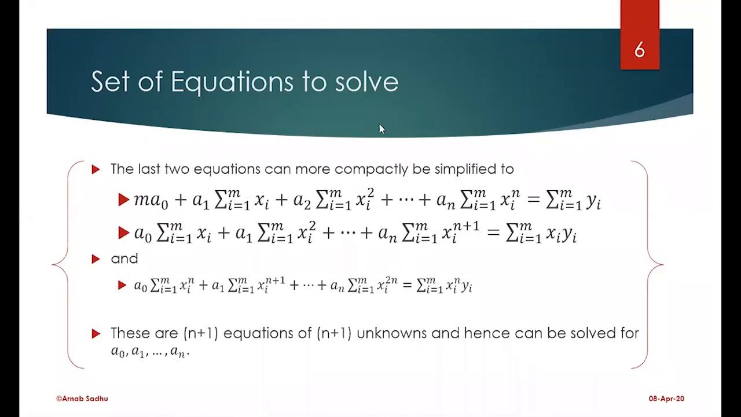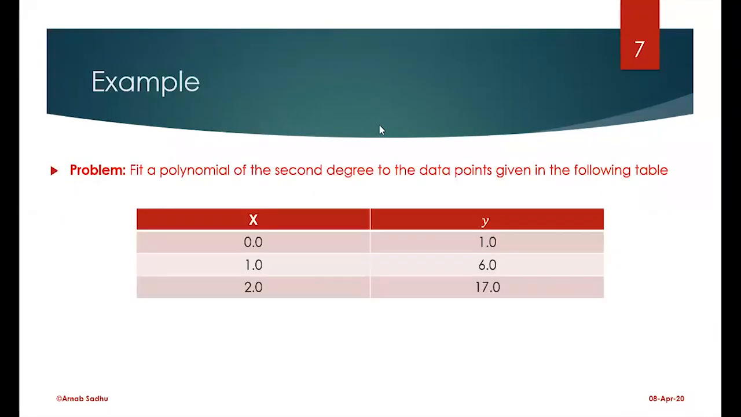Just an example will clarify the matters, I think. See, here I have taken three values of x and three values of y, and we will fit a polynomial of second degree. Now a polynomial of second degree means it looks like y is equal to a0 plus a1 into x plus a2 into x square.